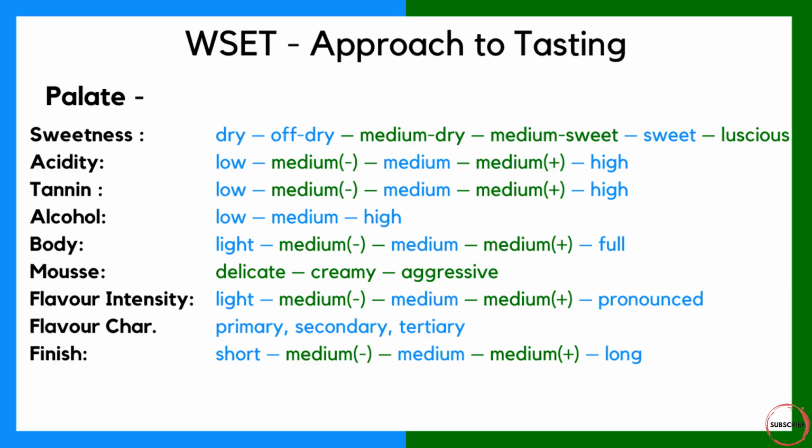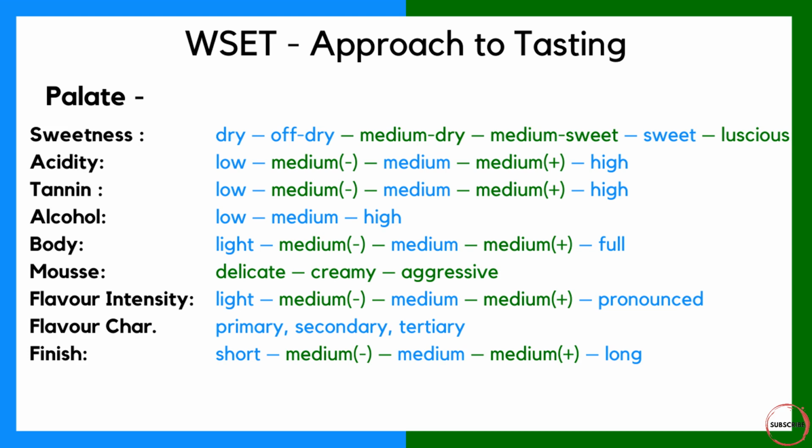So going back to the acidity there, we would say medium minus or medium plus. Same for the tannins. One of the ones that stays the same though is alcohol. We either say it's low, medium or high at both level 2 and level 3. That doesn't change. But for body, we do go back to this medium minus, medium plus. And then one of the things you've noticed there, which wasn't on the previous card, is mousse, and the delicate, creamy and aggressive styles of the mousse in a particular wine. And when we're talking about mousse, we're actually talking about sparkling wines.